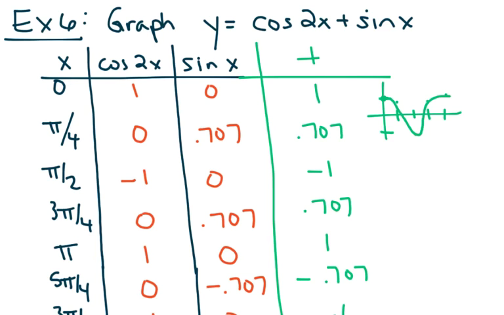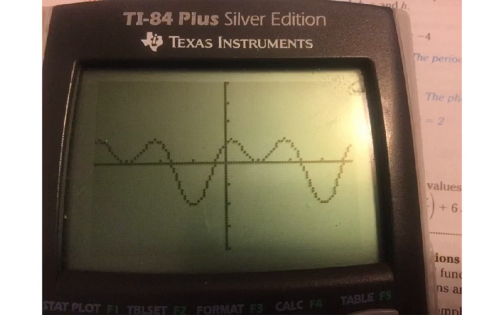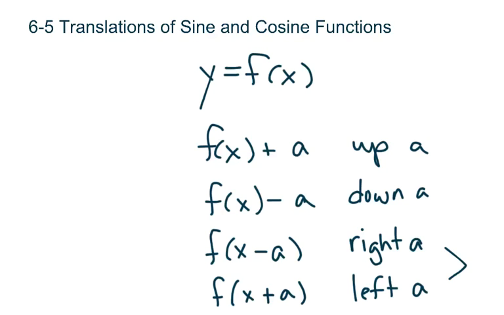If you want to look at the graph on the calculator, as long as you're in radian mode, so be in radian mode, go put the equation into y1 equals, and then go to zoom trig under the zoom function. I think it's number 7. And this is the graph you'd see. And that would be the graph of the sum of those two functions. And that is translations of sine and cosine functions.